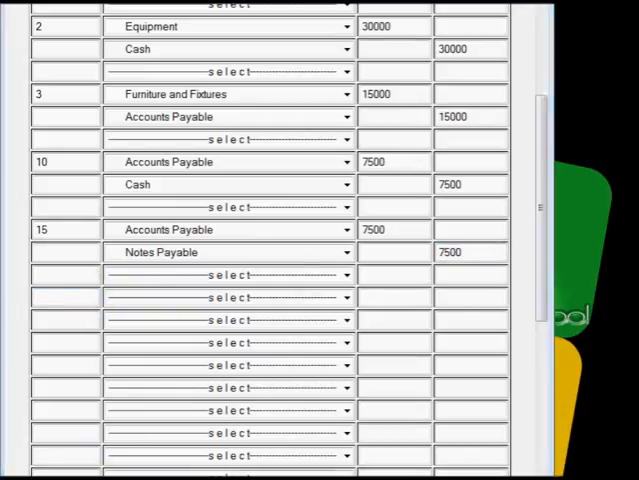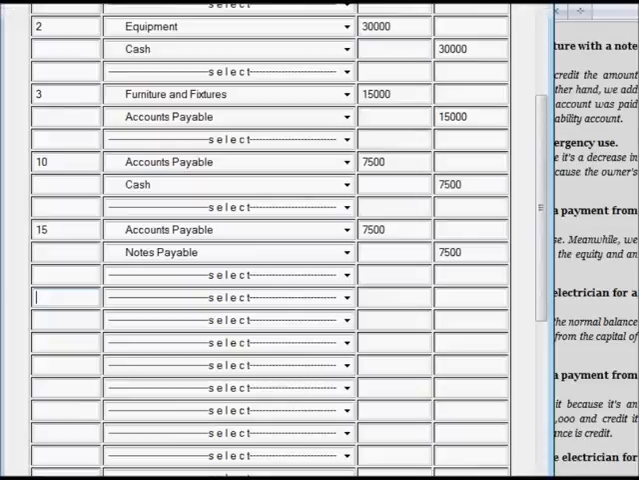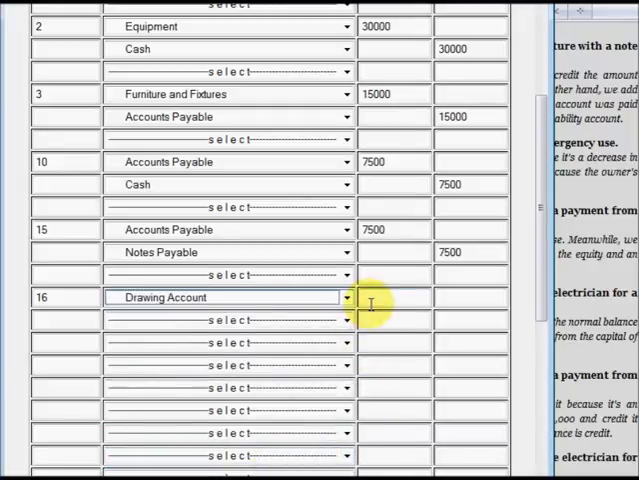So, next transaction. January 16, Jaro made cash withdrawal of 2,000 for emergency use. We add drawing account amounting 2,000. And we debit it because it's a decrease in Jaro's capital.